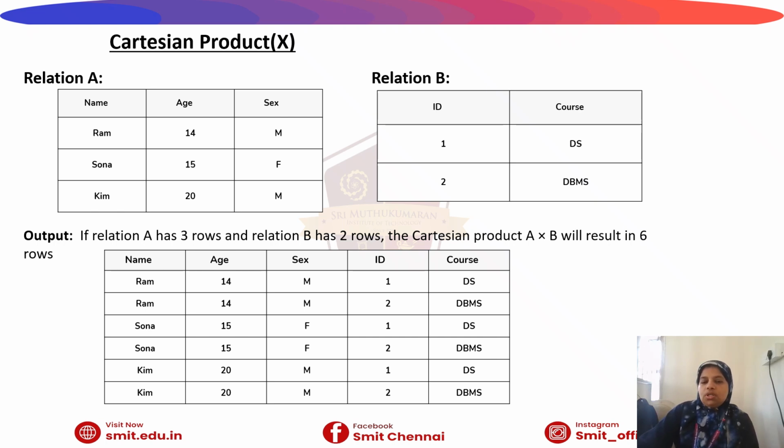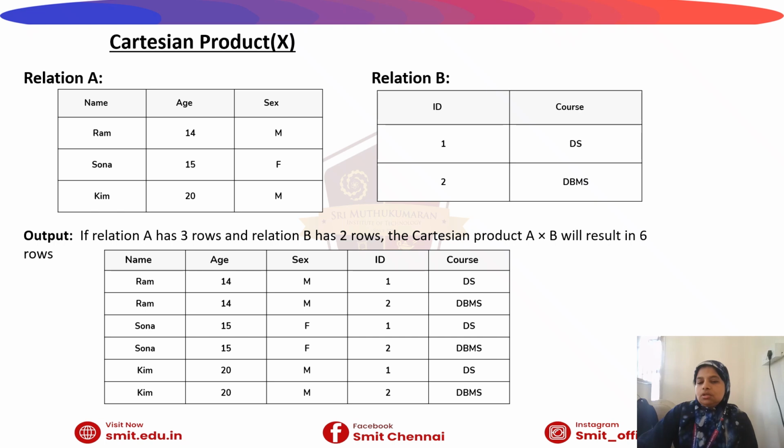Then Sona, look at Sona. Age 15. She selected the course data structures. At the same time, DBMS is also selected. So twice it will be listed. Look at that output, twice. She has selected DS as well as DBMS. Kim has also selected DS as well as DBMS. So twice the name will be listed.